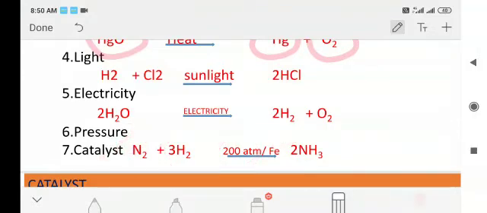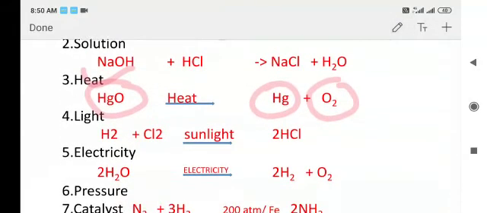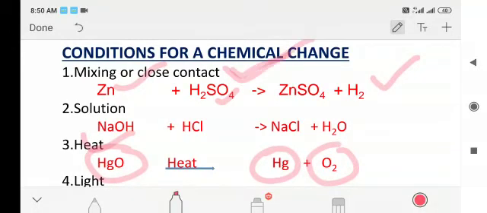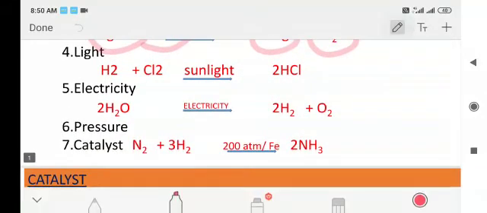So the major conditions for a chemical reaction, once again, let me revise. The first one is called mixing or close contact. Second is solution. Third is heat. Fourth is sunlight. Fifth one is electricity. Sixth, pressure. And the seventh one is a catalyst. Children, please learn all these 7 conditions one by one with one example.